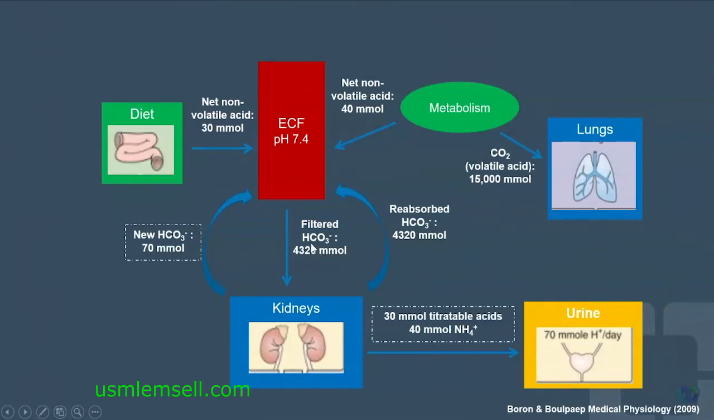pH, the kidneys have to reabsorb all the filtered bicarbonate. They have to regenerate this bicarbonate, and then they have to get rid of this acid, which is typically done through 30 millimoles of titratable acid and about 40 millimoles of ammonium. Again, all this is assuming a standardized textbook 70-kilo person.